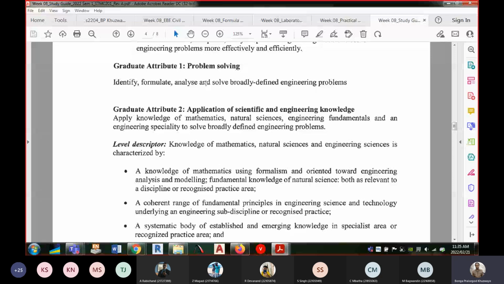The first one is problem solving. Here, we identify, formulate, analyze, and solve broadly defined engineering problems. Not complex problems, but broadly defined engineering problems.